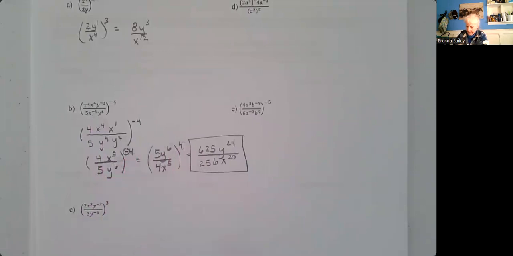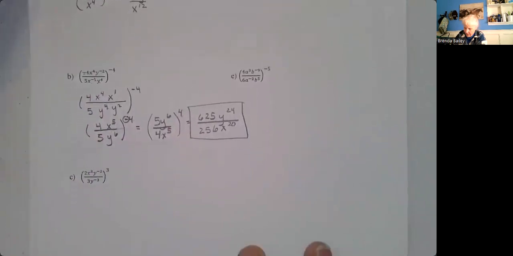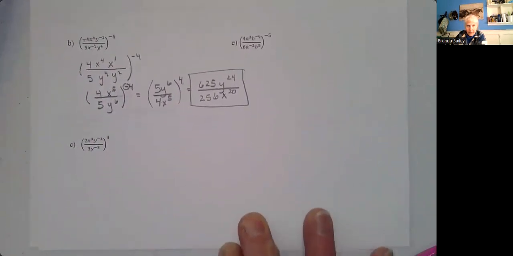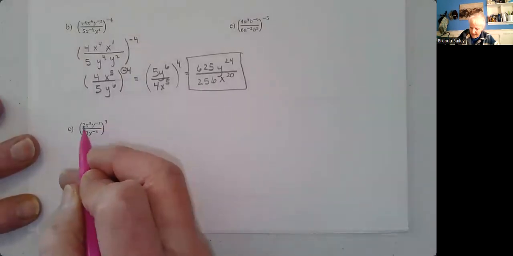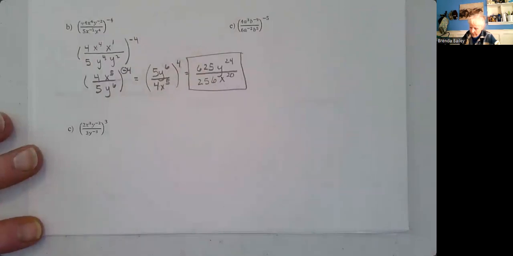Let's do another one. We might just do one more, and maybe we'll do D, and that'll be good. Okay, here it's to an odd. There's not a negative, so we don't have to worry about it. Let's simplify inside.